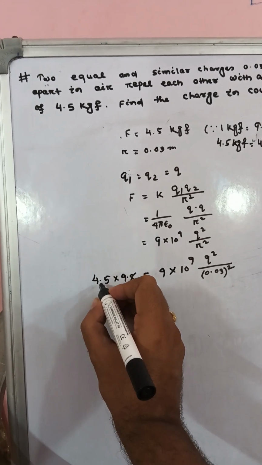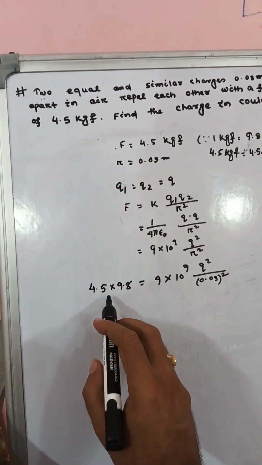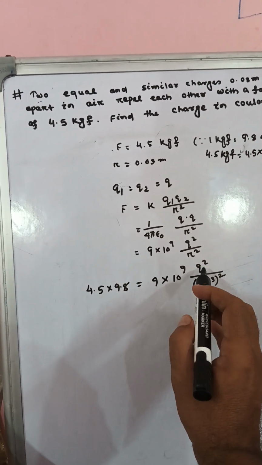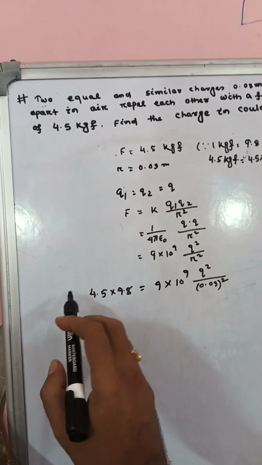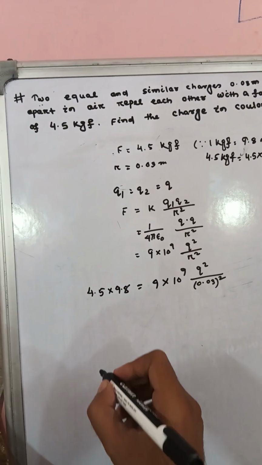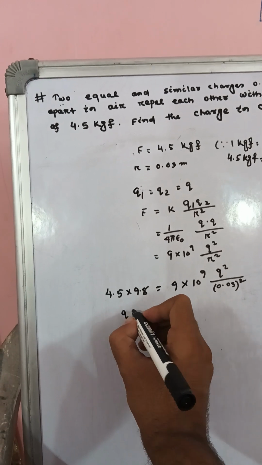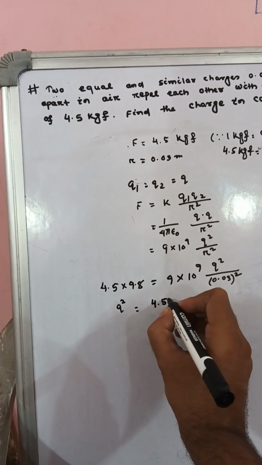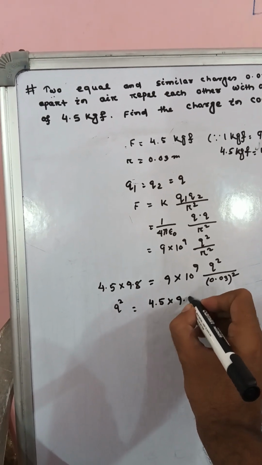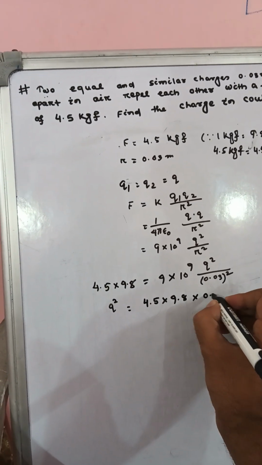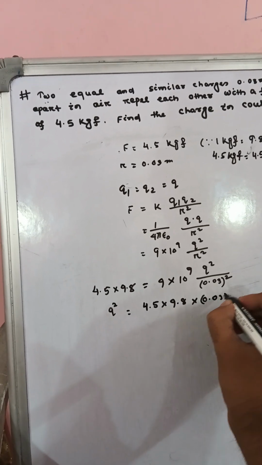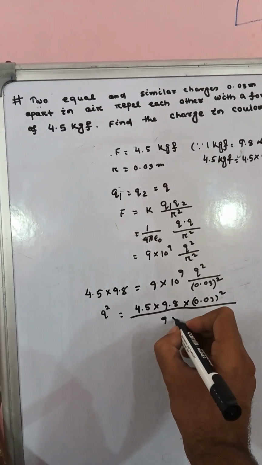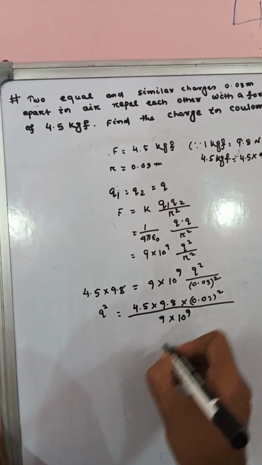Then we multiply 4.5 into 9.8 into 0.03 whole square, and when we take Q square on the left side, then Q square is equal to 4.5 into 9.8 into 0.03 whole square, whole divided by 9 into 10 to the power 9.